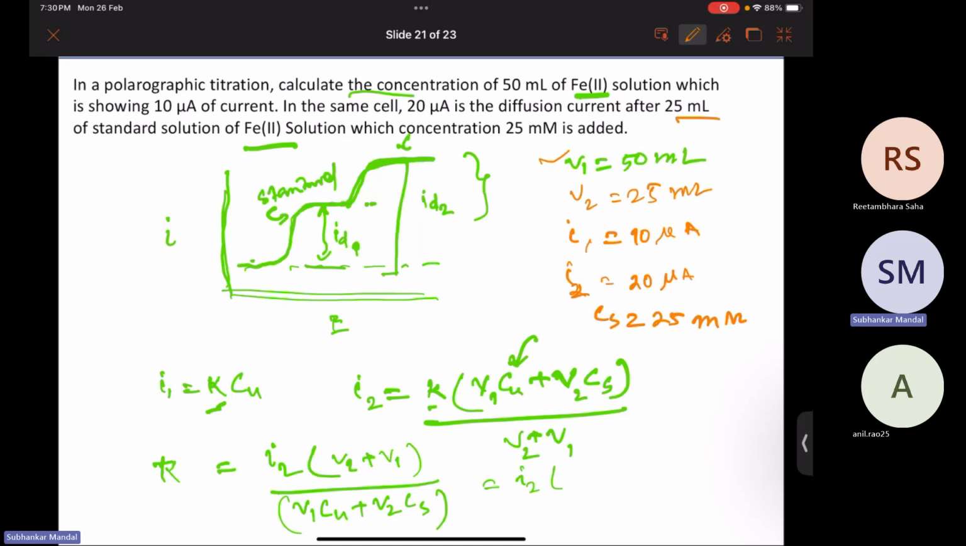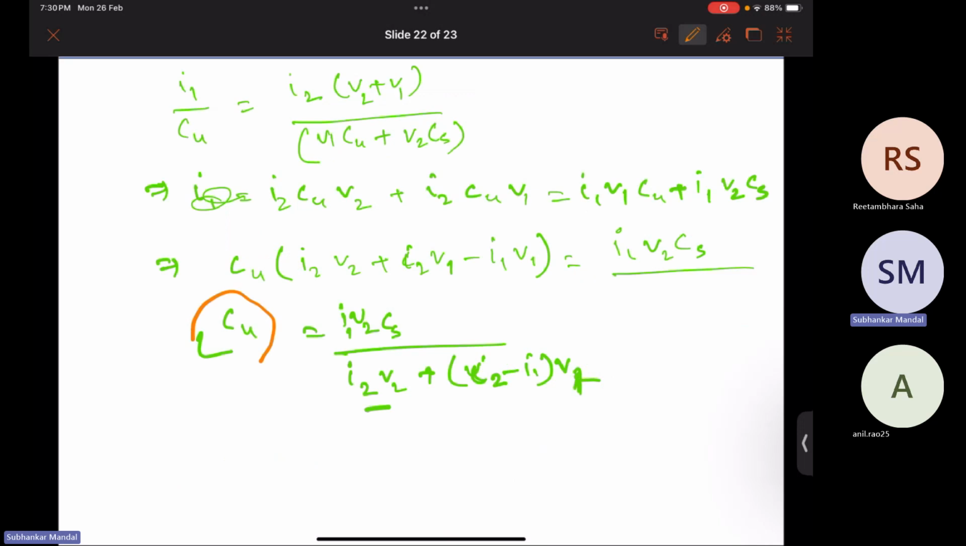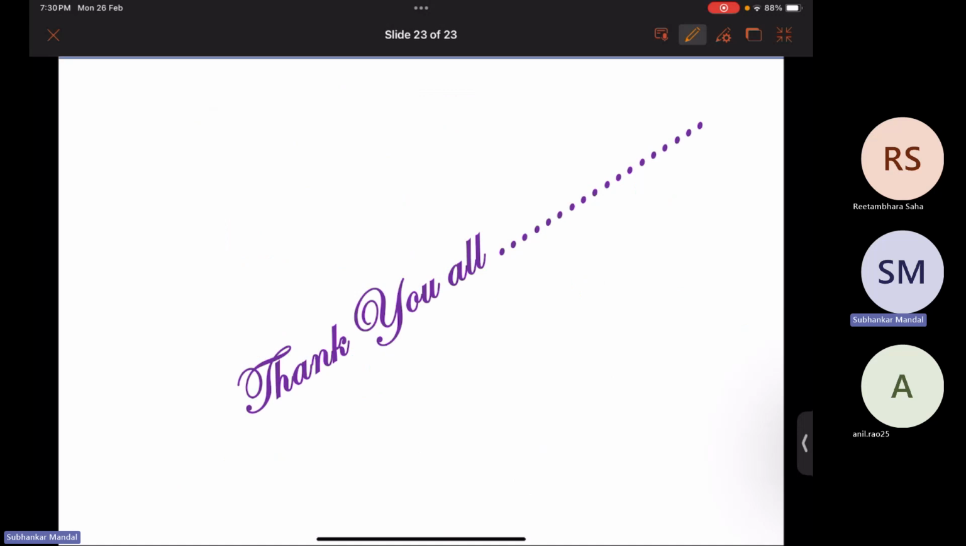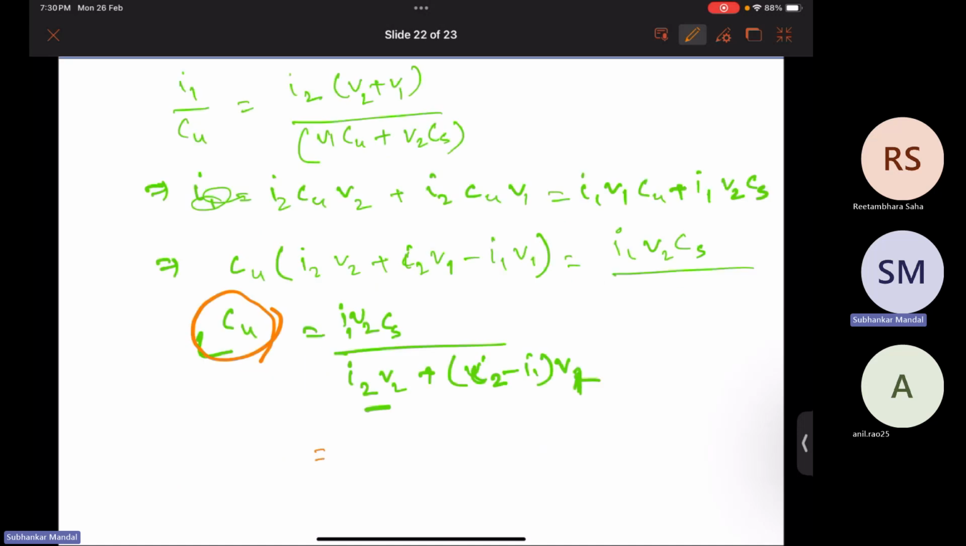All the parameters are given, so we have to calculate the Cu here. I can put in those values. If people can do this, put in these values and you will get the answer. I think that's all.